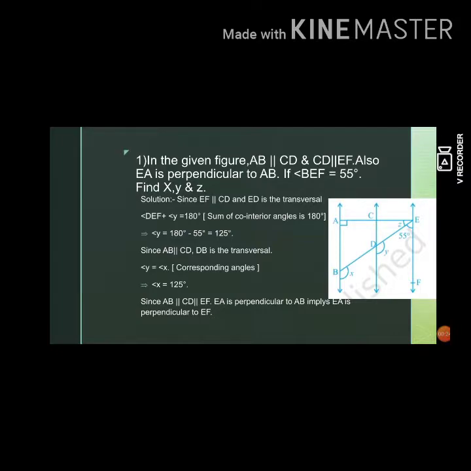So the first question is, in the given figure, AB is parallel to CD and CD is parallel to EF. Also, EA is perpendicular to AB. If angle BEF is equal to 55 degrees, then we need to find X, Y and Z. So first, as you can see, EF is parallel to CD and ED is a transversal. So we are considering this line and this line.